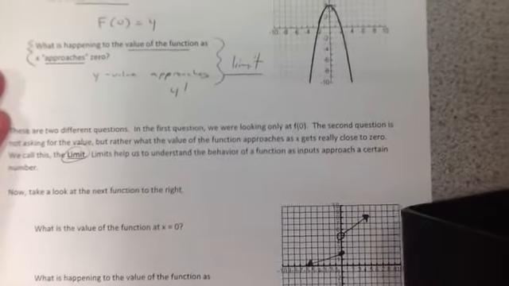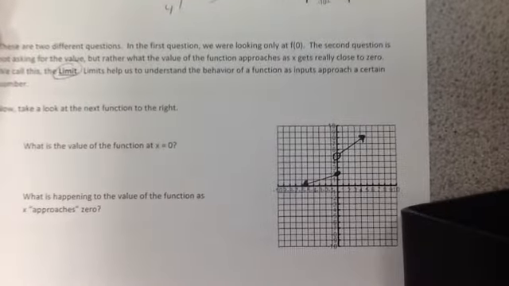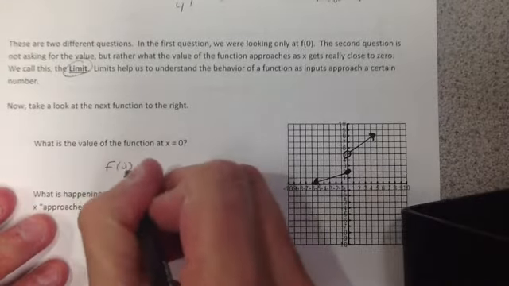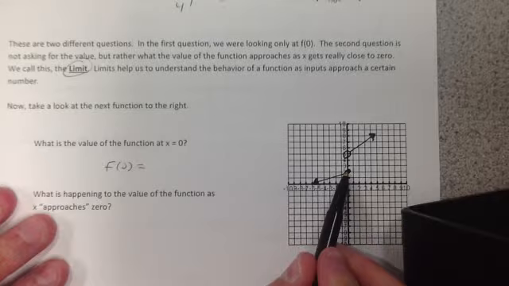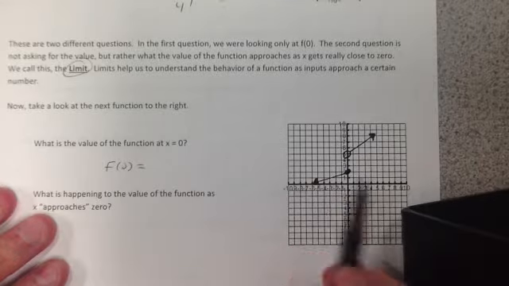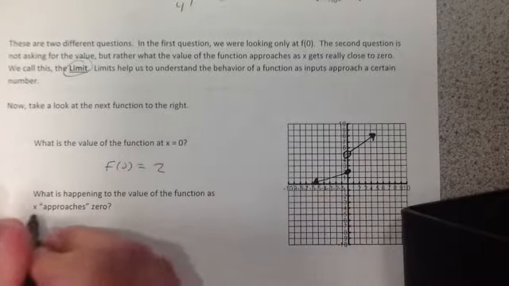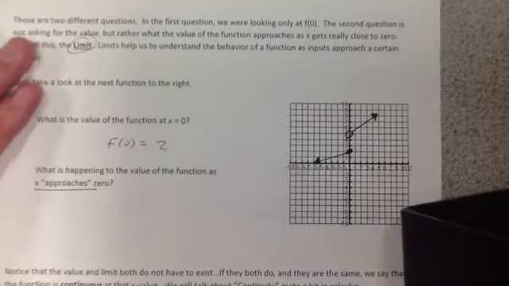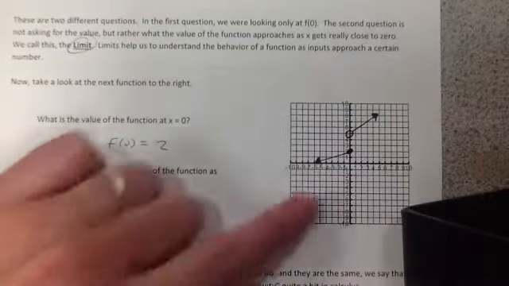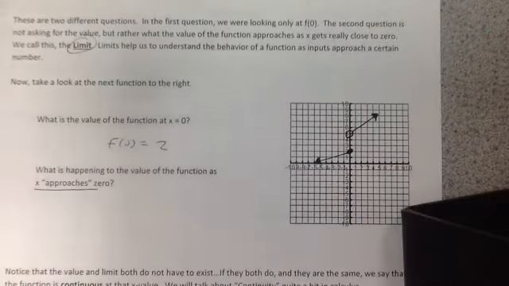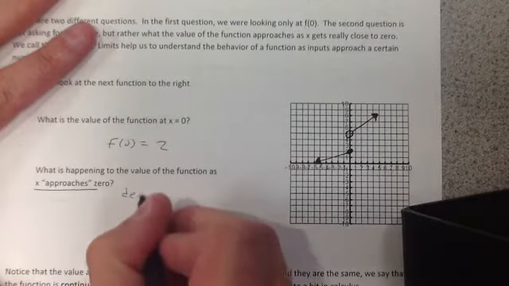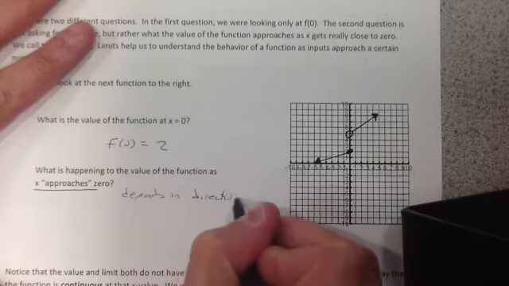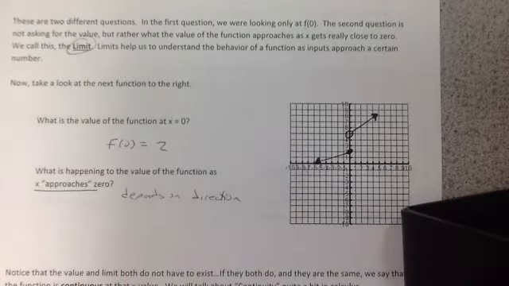Now, let's take a look at another example here. Same as before, what's the value at 0? The value at 0 this time, be careful, that's filled in, that's a hole. The value here is 2. But now what's happening as we approach 0? Well, for this one, we have to look at opposite sides because it depends on what side we're entering. This one depends on direction. Now, most of the time we have to look at the direction.